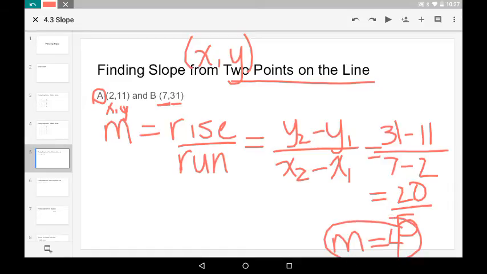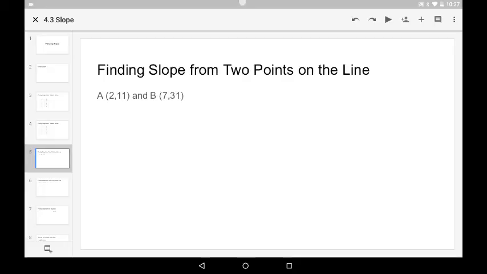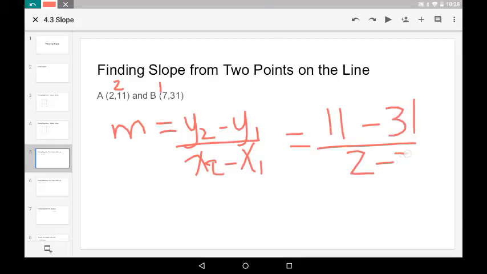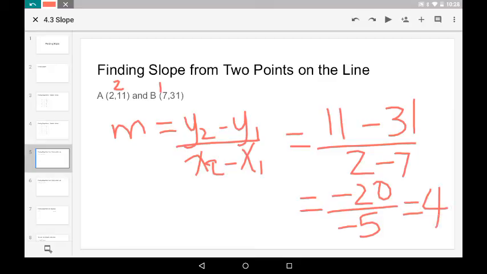It doesn't matter which point you choose. We could also do it the other way and say that this is point 2 and this is point 1. Once you plug in those numbers the other way, y2 minus y1 over x2 minus x1, you get 11 minus 31 over 2 minus 7, which is negative 20 over negative 5. Divide that out and you still get 4.